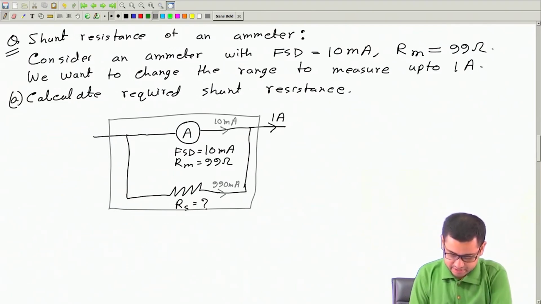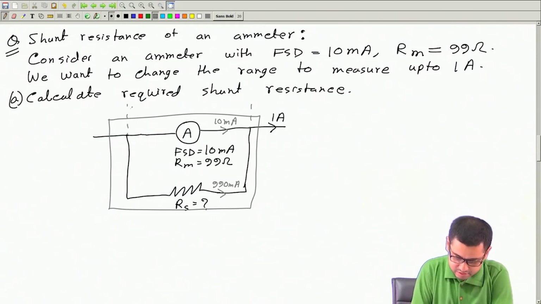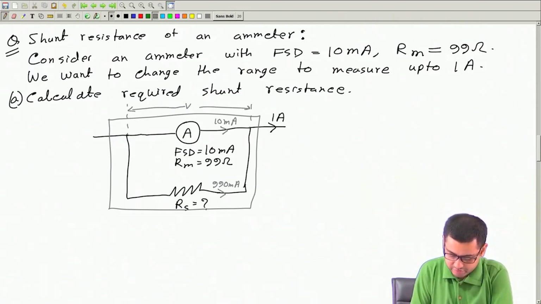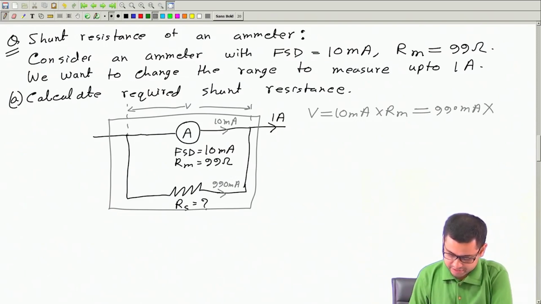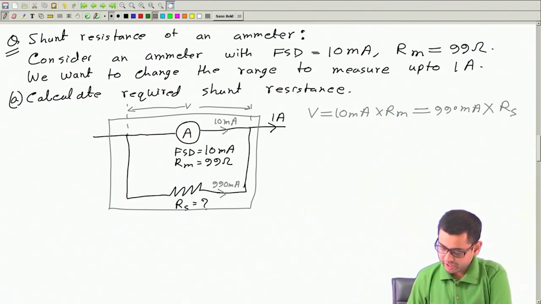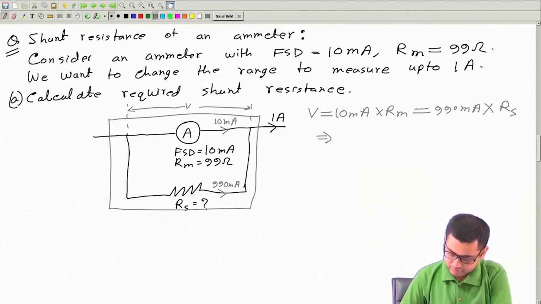Now we can write this voltage from here to here as V is equal to this current, 10 milliampere, multiplied by meter resistance Rm. We can also write it as this current, 990 milliampere, multiplied by this resistance Rs. So from these two, we can cancel the milliampere.